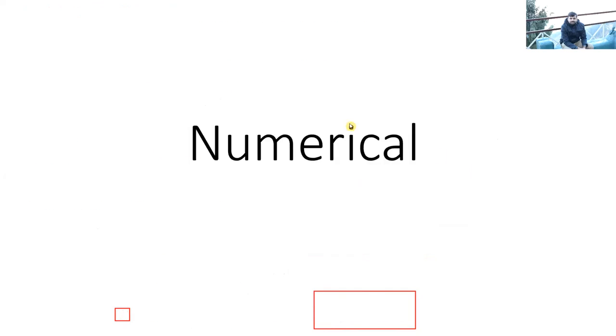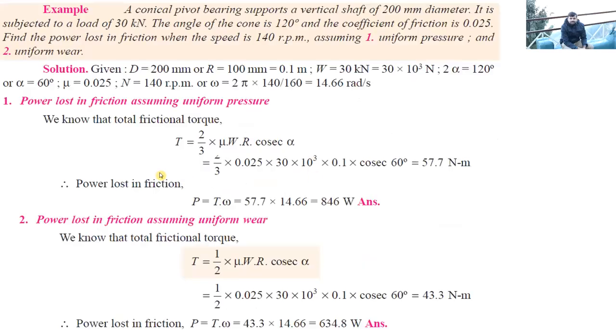Now let's move forward and do some numericals. A conical pivot bearing is given to us, and it supports a vertical shaft of 200 diameter. So the diameter of the shaft is given as 200, and the radius would be 100. It is subjected to a load of 30 kilonewton, so W is given to us. The angle of cone is 120 degrees. Note that this angle of cone is given as 120 degrees; it is not mentioned that it is the semicone angle.